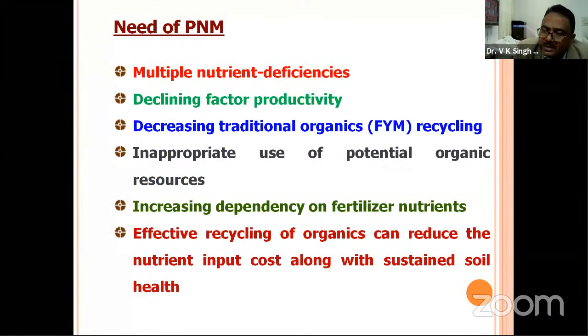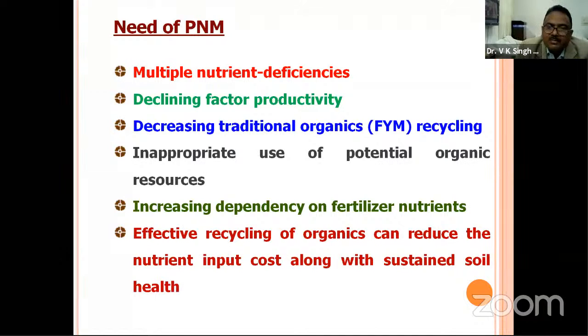So why are we talking about precision nutrient management? I told you multiple nutrient deficiency is there. Our factor productivity is declining. Whatever nutrient we put, from 1 kg of nutrient, the yield gain we got 30 years back we are not going to get now. We are putting more nutrient, so our factor productivity is declining.